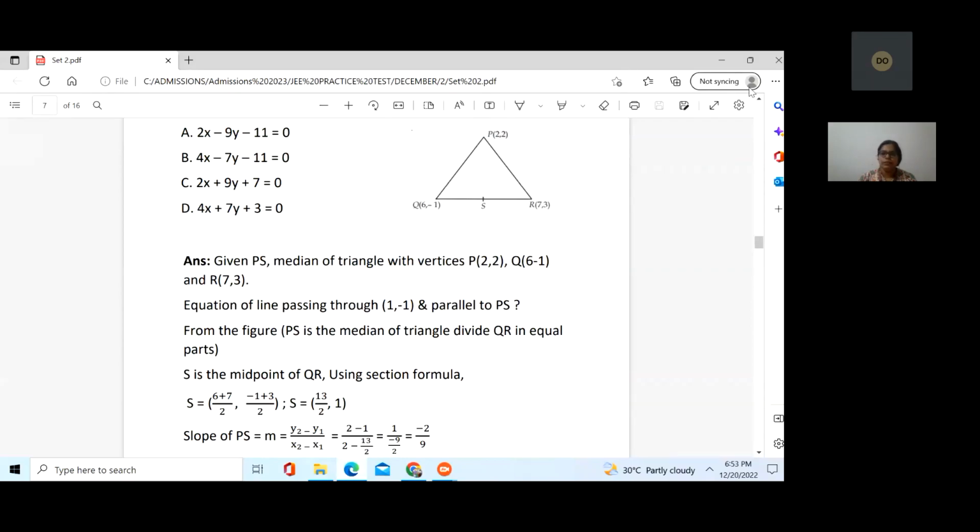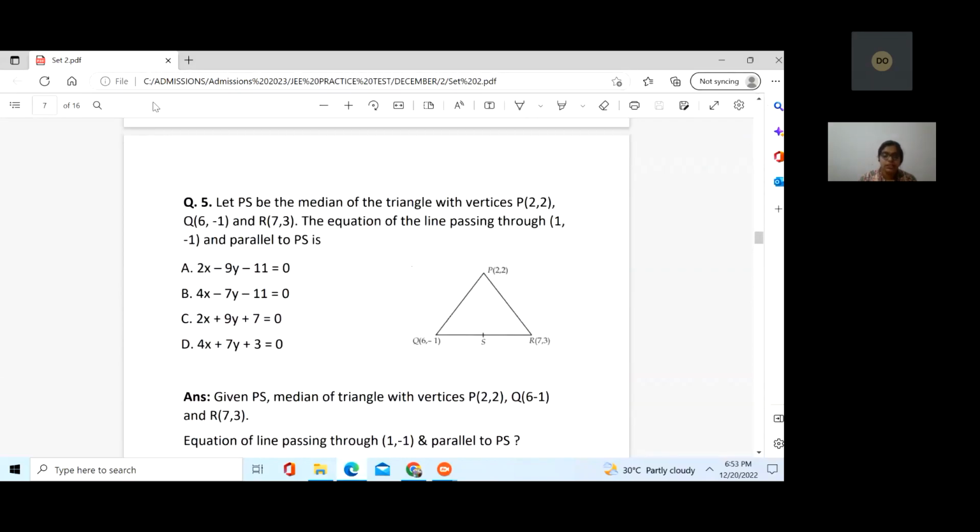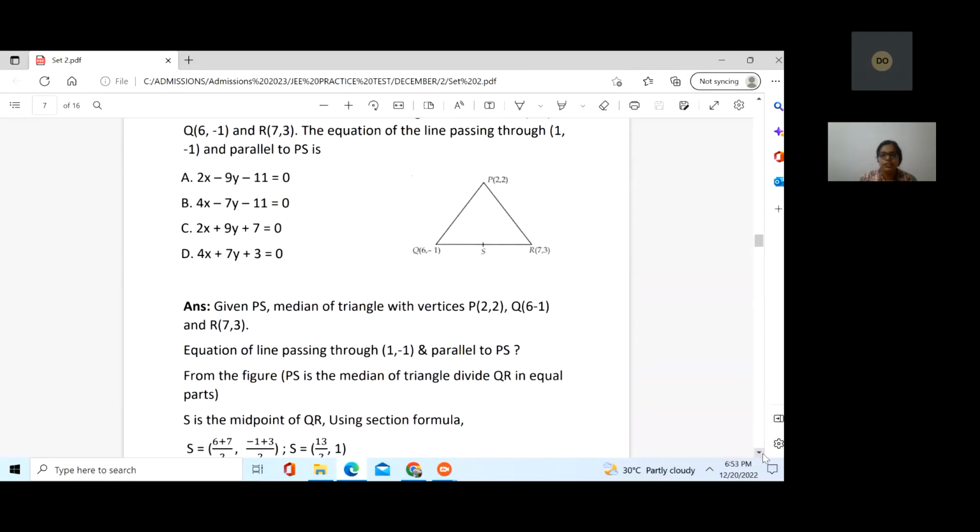So we'll start discussing how to solve this problem. From the question itself, they have given us the idea that PS is the median of the triangle. So S will be on the side QR, and QS is equal to SR. Do you agree to that? It divides the triangle into two equal parts. Now we can say that S is the midpoint.